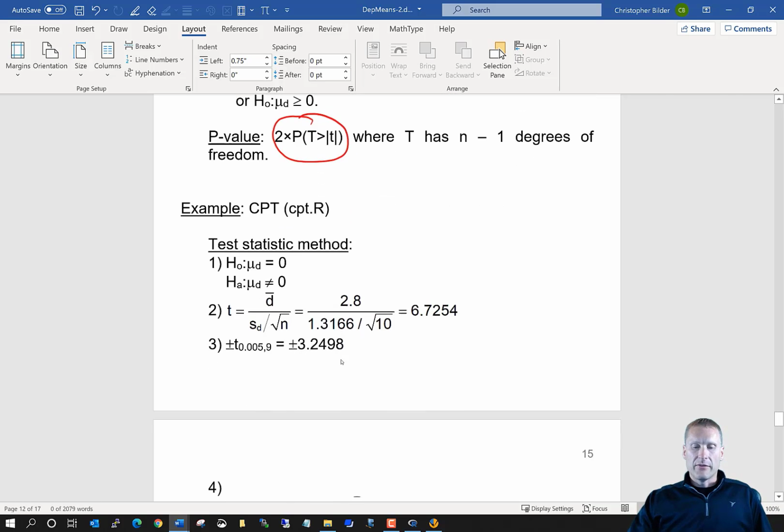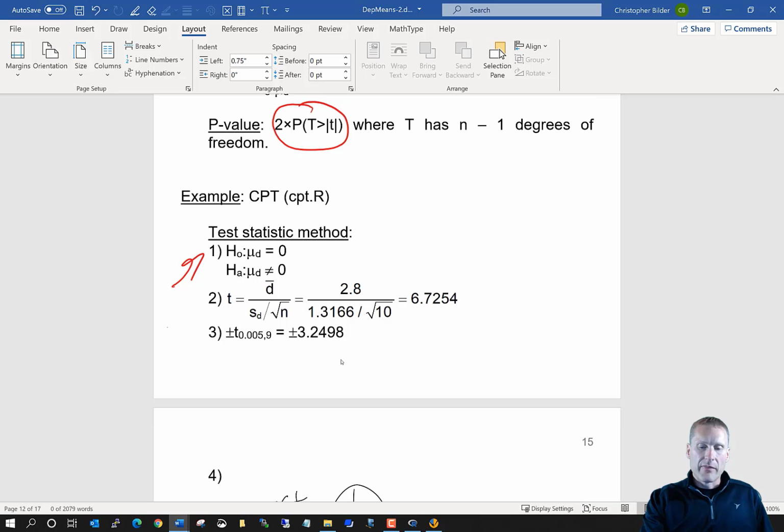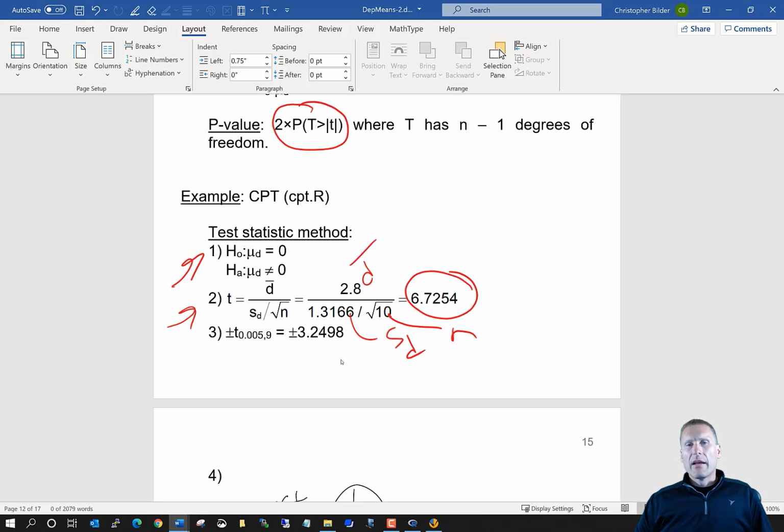So, test statistic method now. State our hypotheses. Our test statistic is calculated to be 6.72. So again, here's d bar, here's S of d, and of course, here's the sample size. Something that's important to remember when you have dependent samples: note that the sample size is always going to be exactly the same for the two samples, since they're dependent in some way. I find my critical value from a t-distribution. Again, I would use qt to do this. It's plus or minus 3.25.